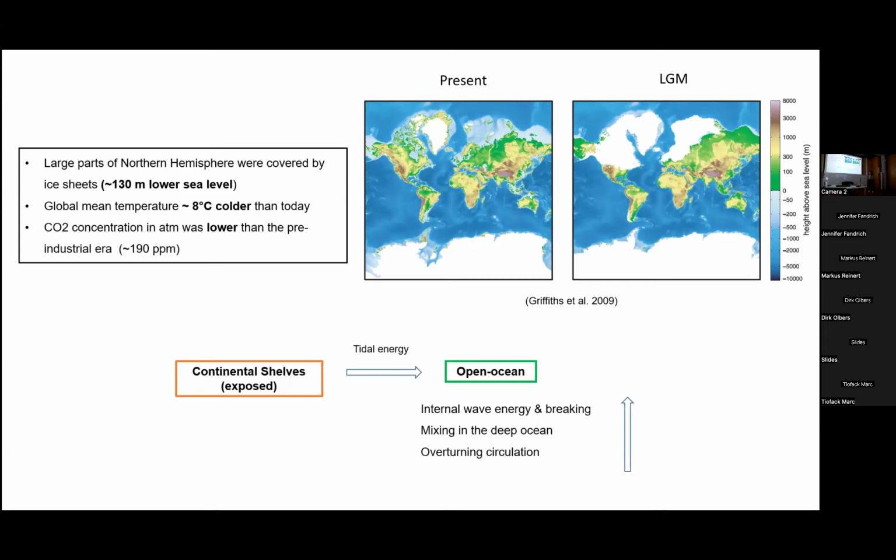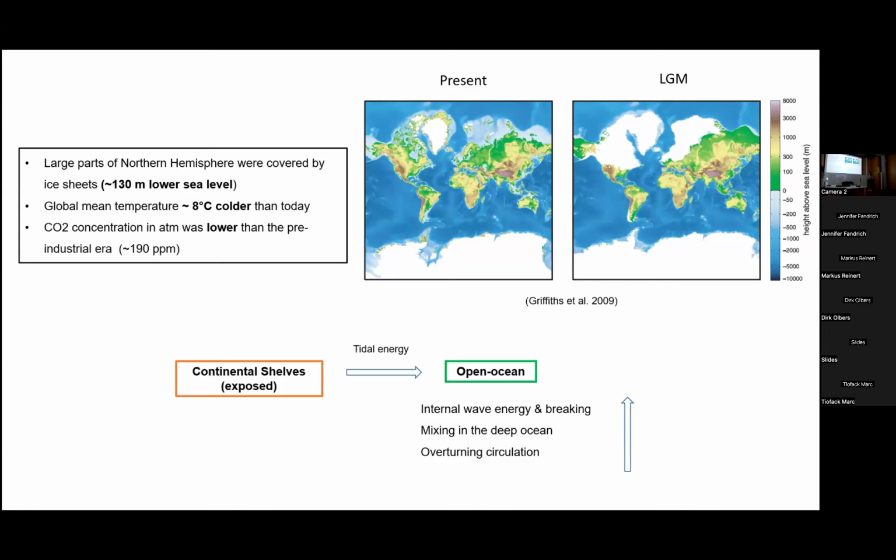What we are looking for in this project is that because of this large ice sheet coverage, we lost almost all of our continental shelves during the LGM, and because of that, our sea level decreased, right? Today we know that almost 70% of our tidal energy is sinking in the continental shelves. So if we don't have any shelves for the LGM, then where did this energy go?